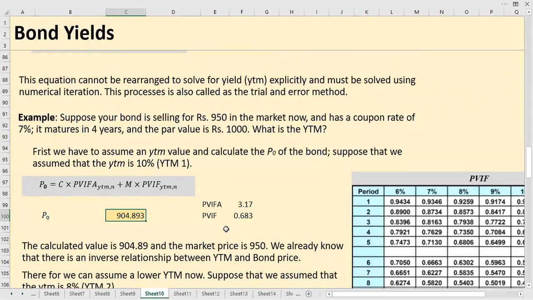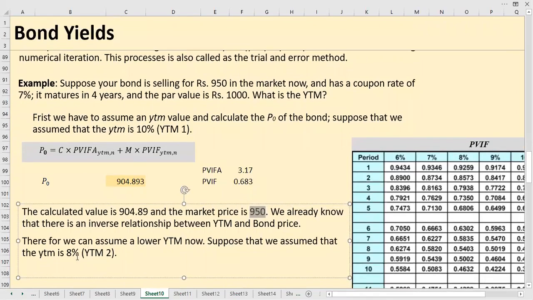How I am going to assume another value is interesting. Now, if you look at the relationship here, the value that I calculated is 904, but the target value is 950. If I want to go up to 950, what should I do? Should I increase the 10% value beyond 10%, or should I decrease it? I want to decrease it. When I decrease the value, the price increases, because we obviously know the relationship between required rate of return and the price is inverse.